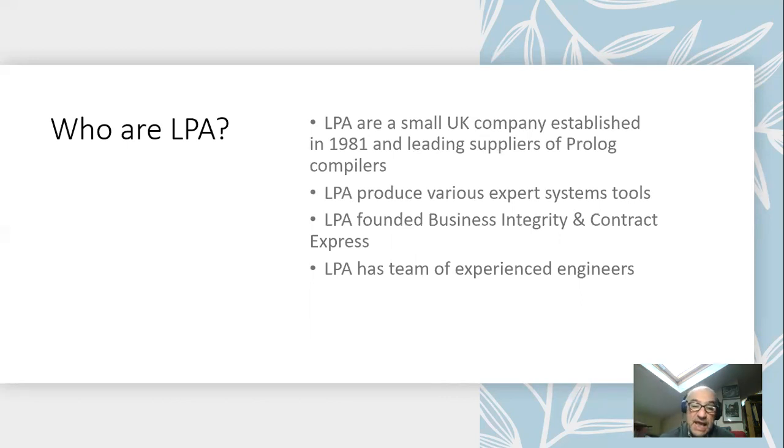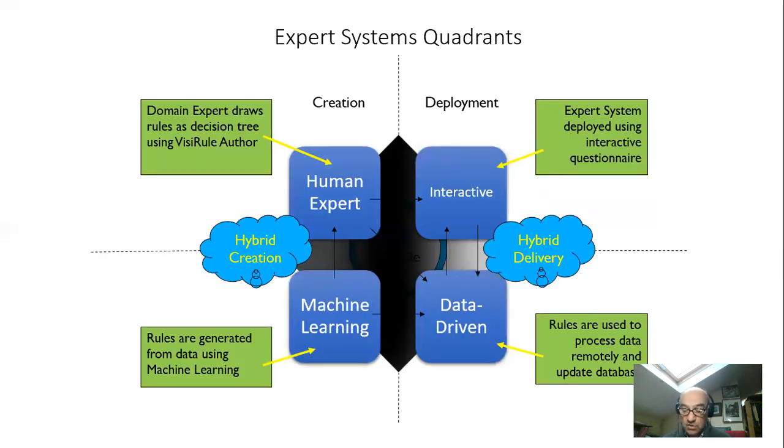LPA in the late 90s helped create another company called Business Integrity. We basically had developed some stuff to do with document generation or contract generation or proposal generation. And we partnered with a small UK law firm and we set up a new company called Business Integrity Limited, and the product became Contract Express. And we sold it to all the big law firms all over the world.